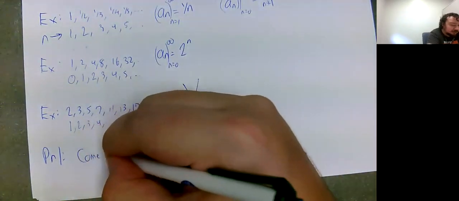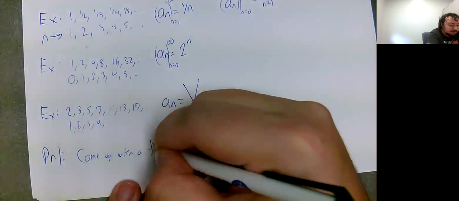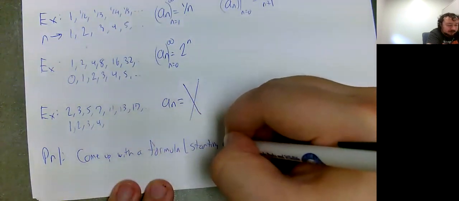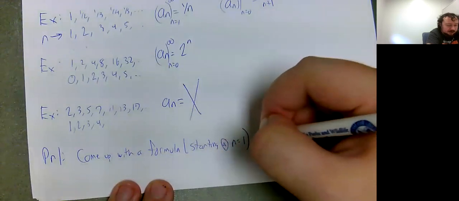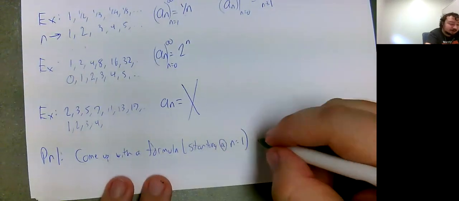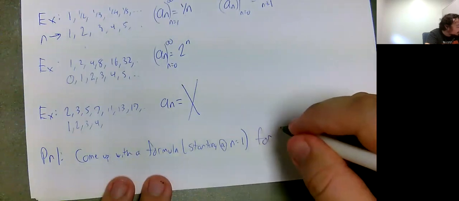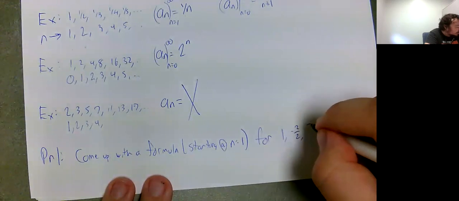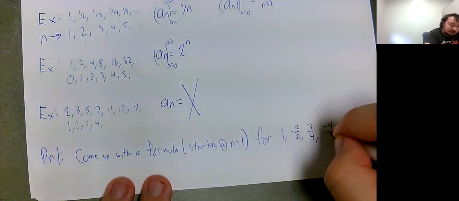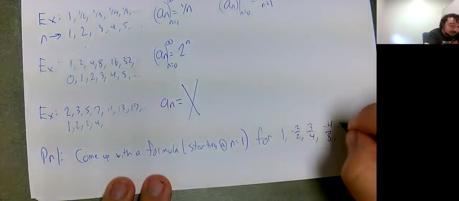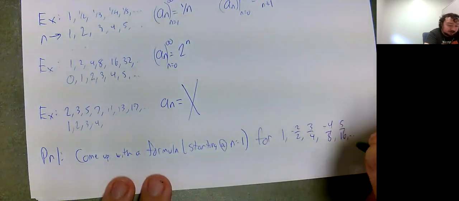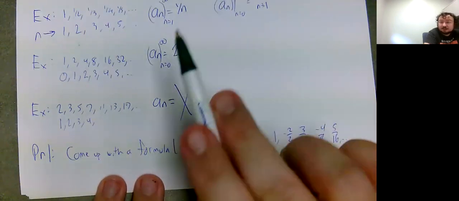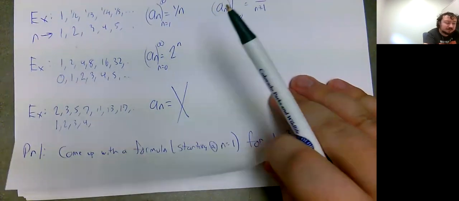So I want you to come up with a formula, starting at n equals 1, so I'm restricting you to start there, for the sequence that looks like this: 1, -2 over 2, 3 over 4, -4 over 8, 5 over 16, and so on. So let's take a look at this and let's try to come up with a formula kind of like we did for these patterns up here.